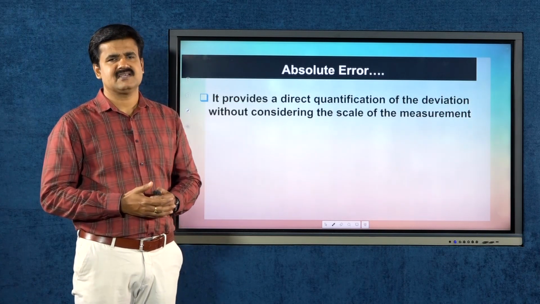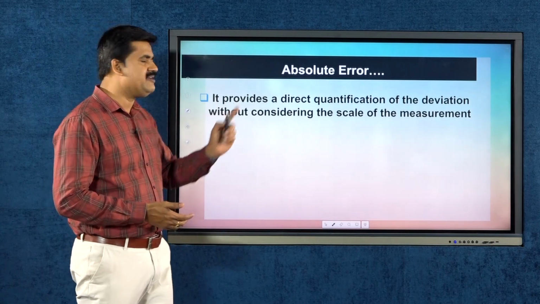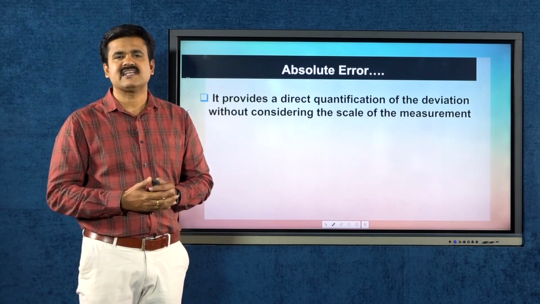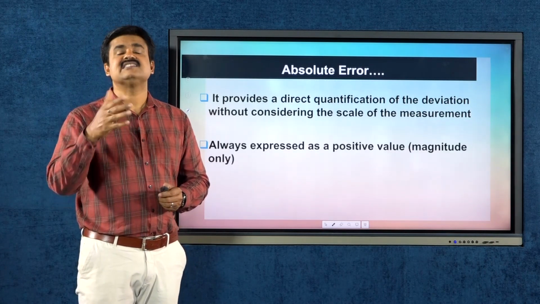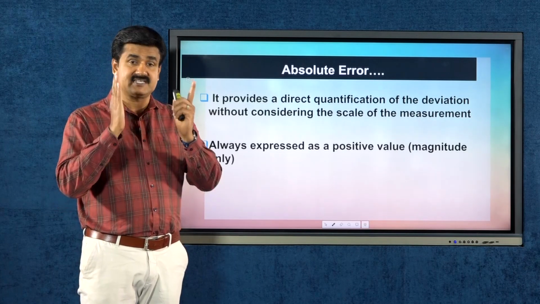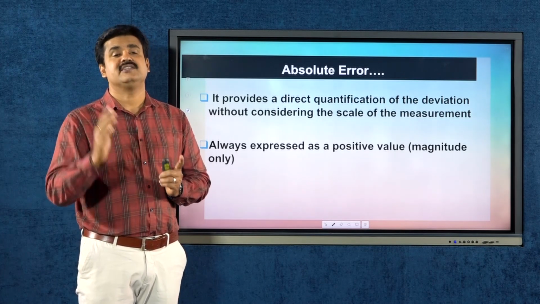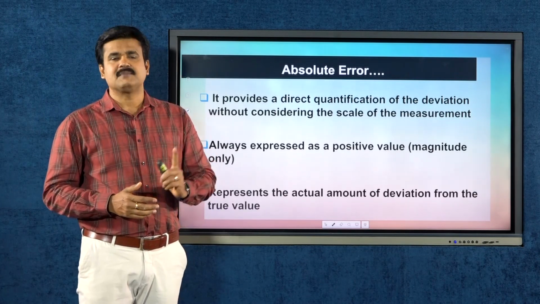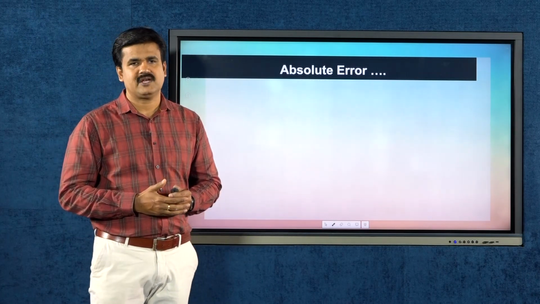This absolute error provides a direct quantification of deviation without considering the scale of the measurement. Always this absolute error is expressed as a positive quantity because we are taking only the magnitude of the difference between experimental value and the true value. This absolute error represents the actual amount of deviation from the true value.